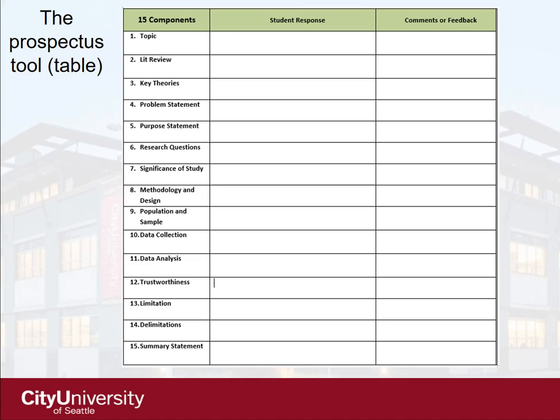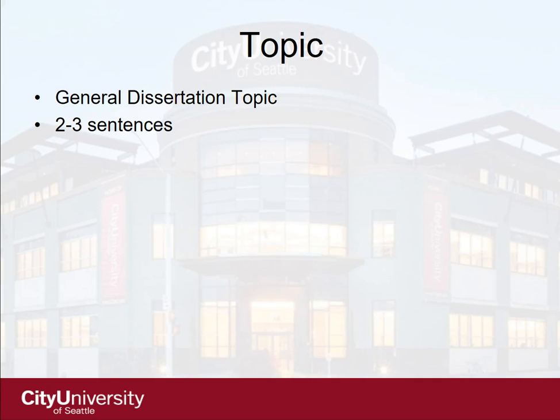But let's start with the first component, which is the topic. Now, the topic is what you're interested in. It's the general dissertation topic. It should be 2 to 3 sentences. So, for example, the topic is first-generation college students. Pretty broad, but hey, that's a topic. Another one is addressing the achievement or educational opportunity gap in middle school students. Okay, that's a topic. Great.